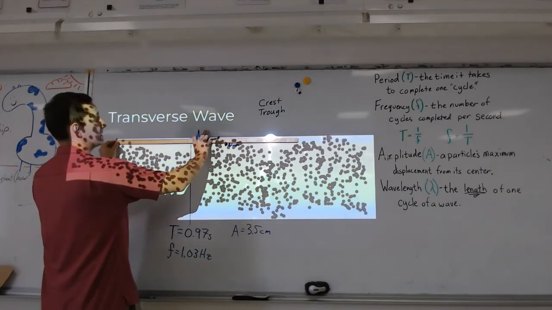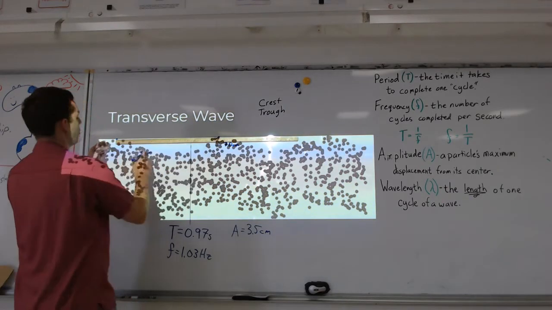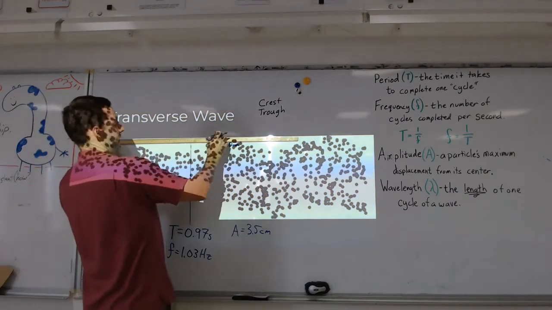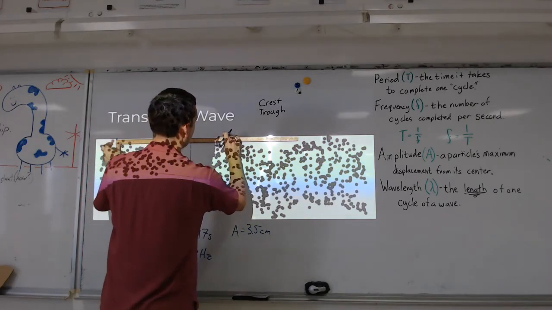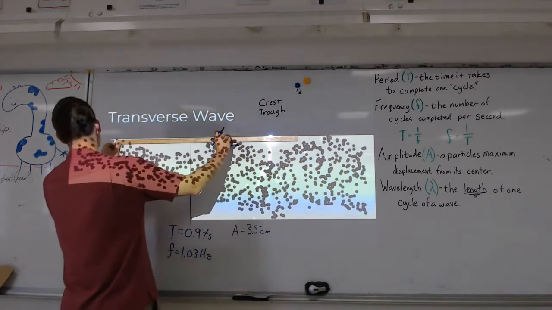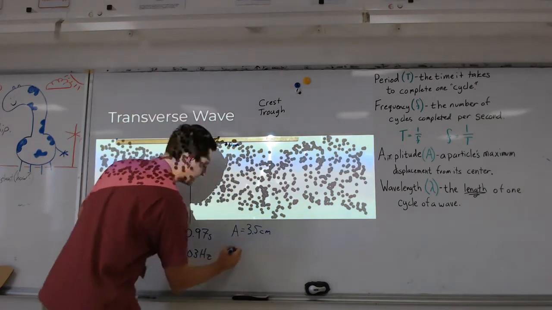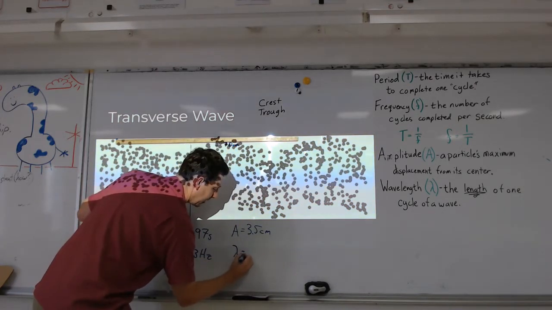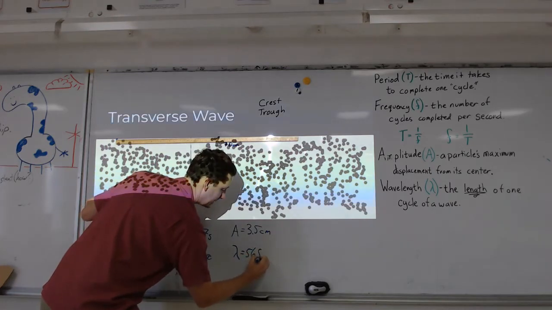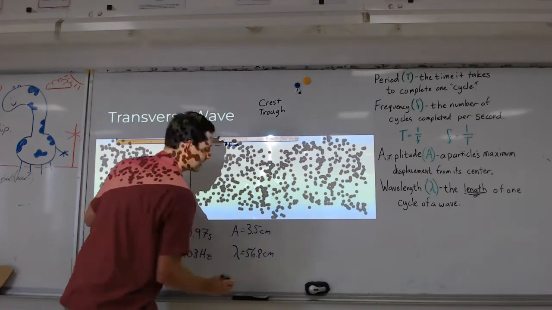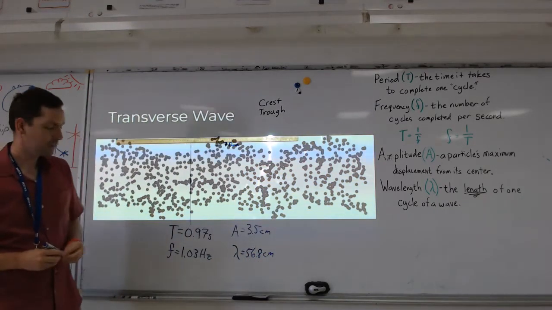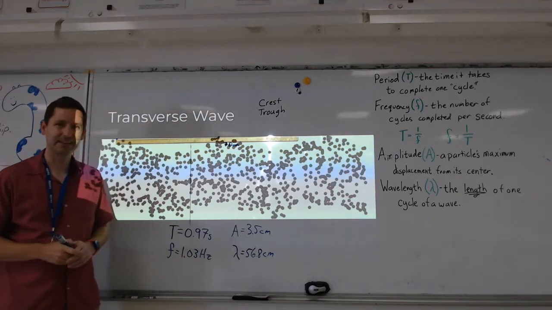We just want to know the distance, the length of one of those waves, so from one crest up to the next one. If I put this in the middle, I've got about 56.8. So my wavelength there is 56.8 centimeters. All right? Cool.